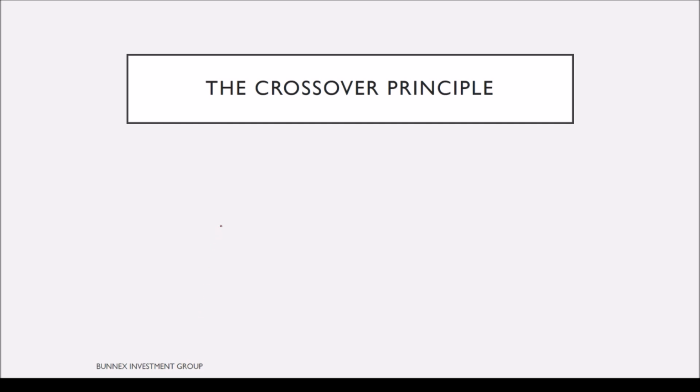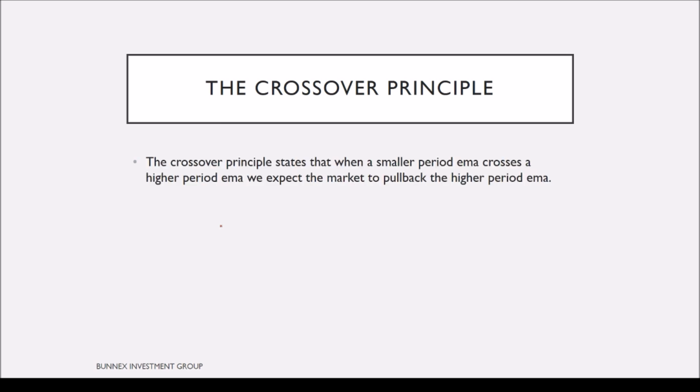So here is the crossover principle, and for us to proceed and understand each and every step that we are going to talk about, we need to make sure we understand the principle, and the principle states that when a smaller period EMA crosses a higher period EMA, we expect the market to pull back to the higher period EMA. By pulling back to the higher period EMA, we don't exactly mean to touch it, but to pull back to the zone of the higher period EMA.